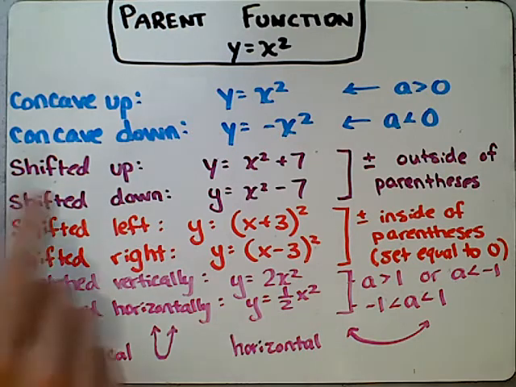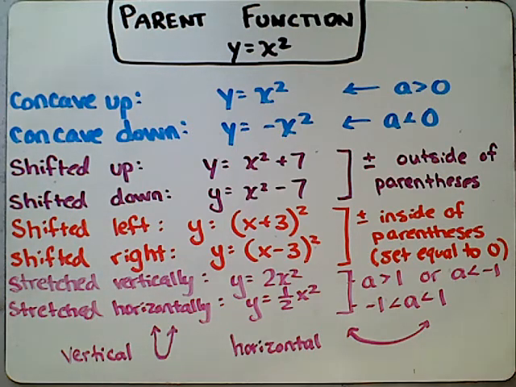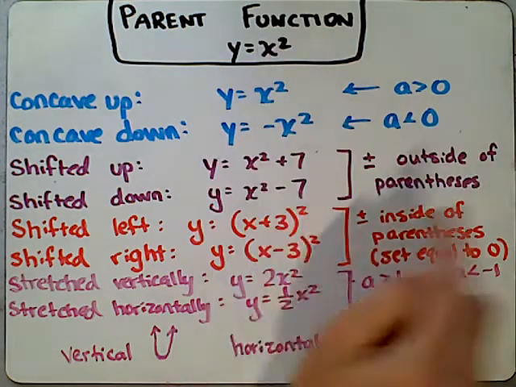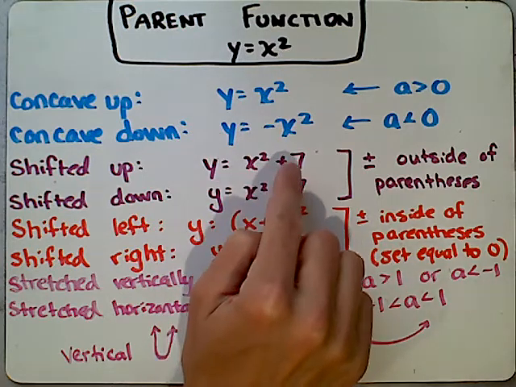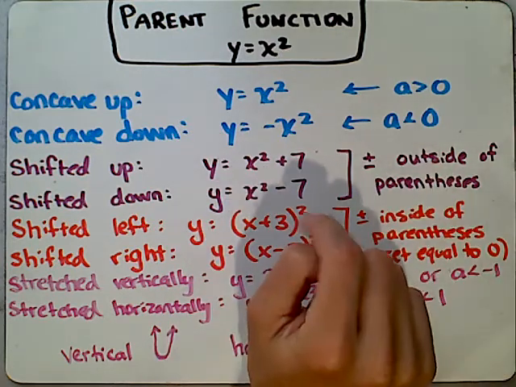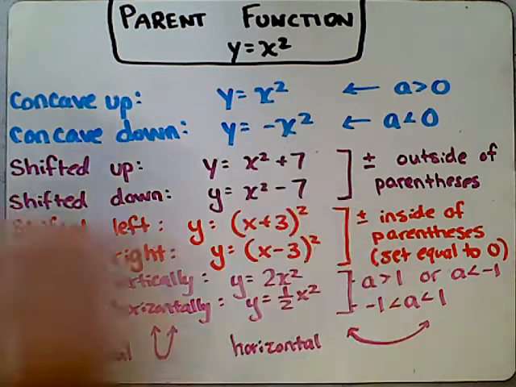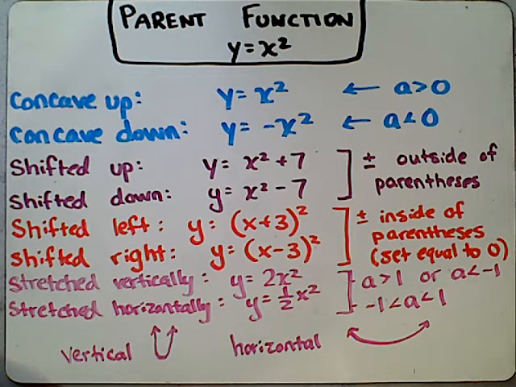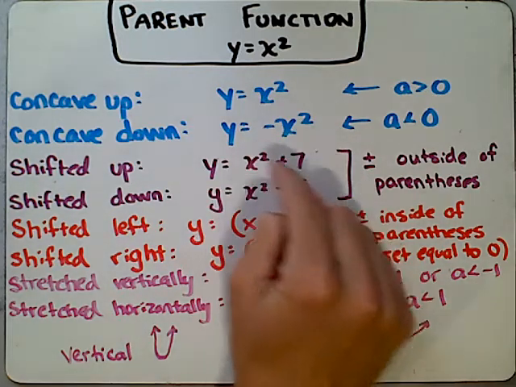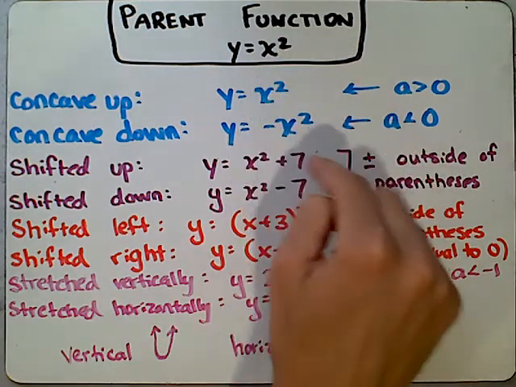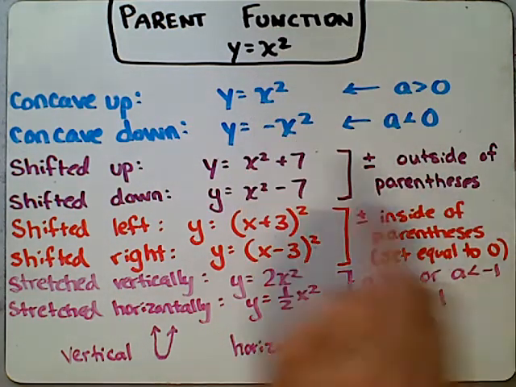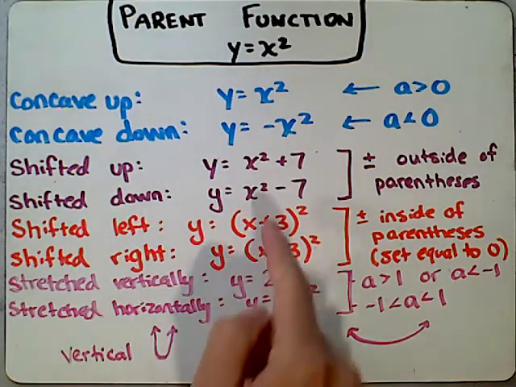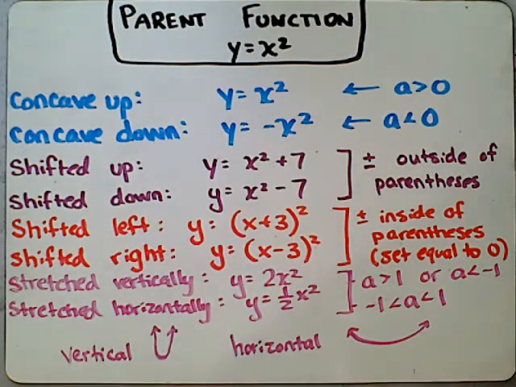When we talk about shifting up, shifting down, shifting left, shifting right, we're talking about the vertex itself. So where do we move the vertex? The parent function has the vertex at the origin, but let's say, for instance, we added a 7 at the end outside of the parentheses. We would take that vertex and shift it up 7 spaces. I'm going to make another video going over how this looks on Desmos. But for right now, I just want you to know that this starts at the origin, and this would be 7 spaces above that. Likewise, if we shifted down, you would subtract 7 after the x squared.